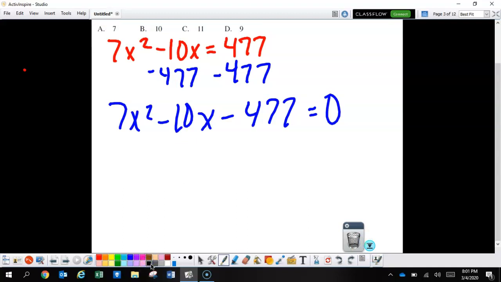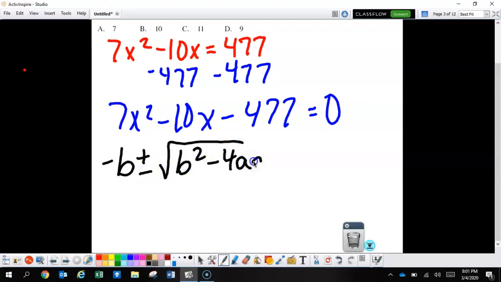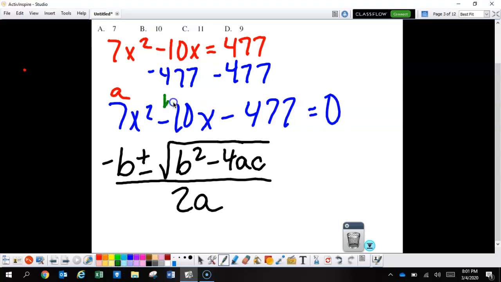So again, the quadratic formula is negative b plus or minus the square root of b squared minus 4ac all over 2a. Right? So here my a would be 7, my b would be negative 10, and my c would be negative 477.